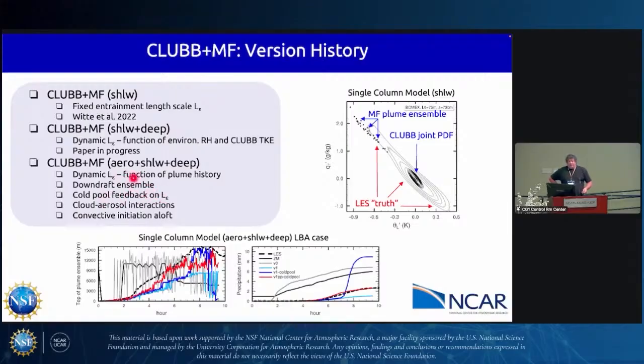And these three bullets here kind of give us this diurnal cycle over land that we've really been targeting. So this is a single column model in the LBA case, which is convection over land. And this is the top of the plume ensemble. The dashed black line is the LES solution, and the red is our latest, greatest CLUBB-MF version. So it does a pretty good job, and the precipitation rates are just as predicted by the LES.